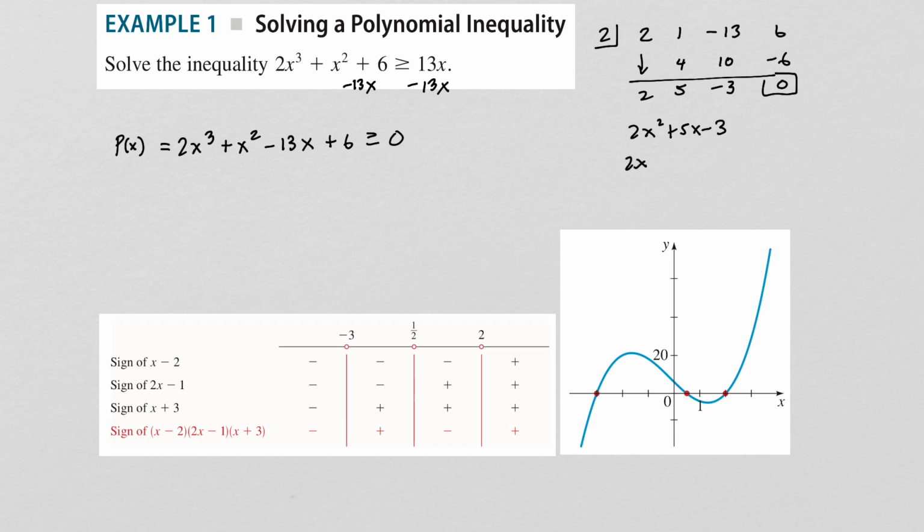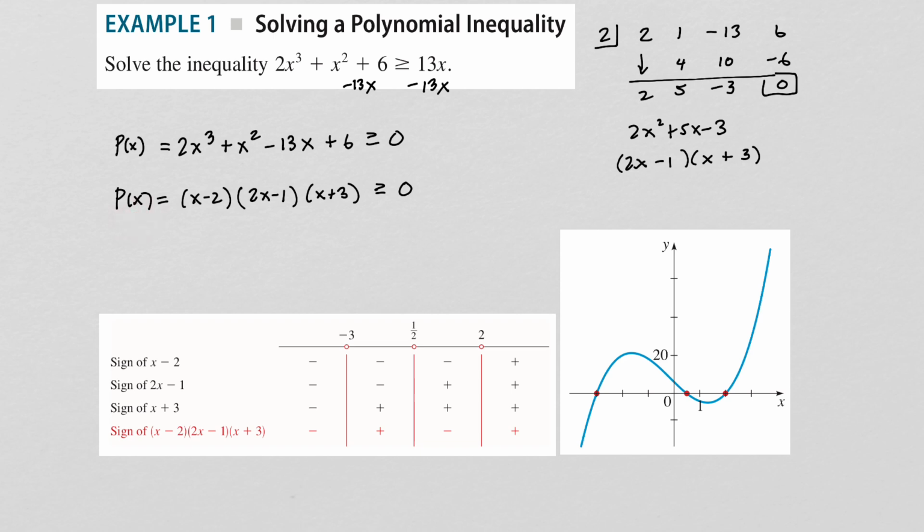And if we factor that, we get the following. And so the complete factorization of p of x is x minus 2 times 2x minus 1 times x plus 3. Again, we want to know when this is greater than or equal to 0. I'm going to show you a very simple way to solve these inequalities, and that is to treat this like a polynomial function and sketch the graph.